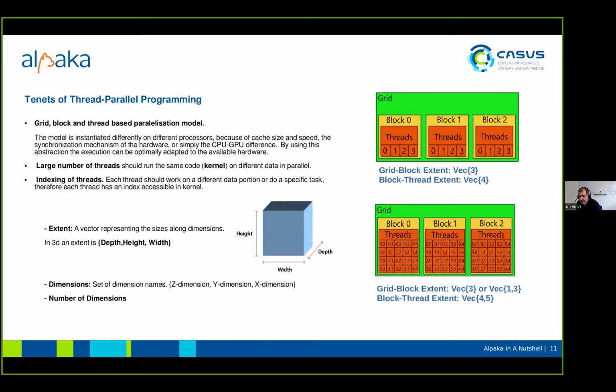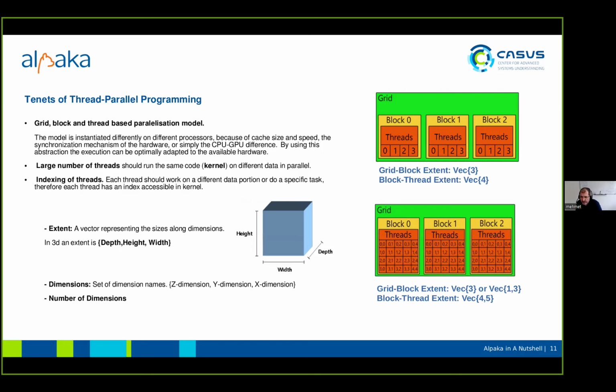Secondly, by thread parallel programming, it is meant that a large number of threads should run the same code. This code is called a kernel, on different data in a parallel manner. Lastly, indexing of threads is needed for thread parallel programming. Each thread should work on a different data portion or do a specific task. Therefore, a thread index is needed.